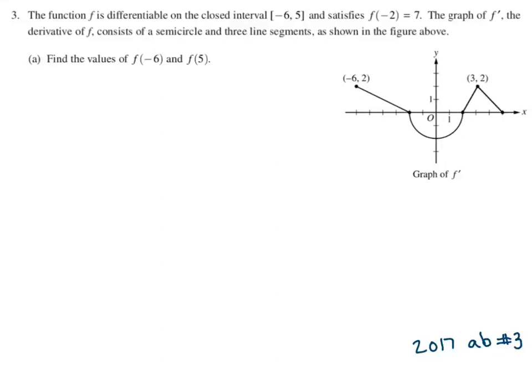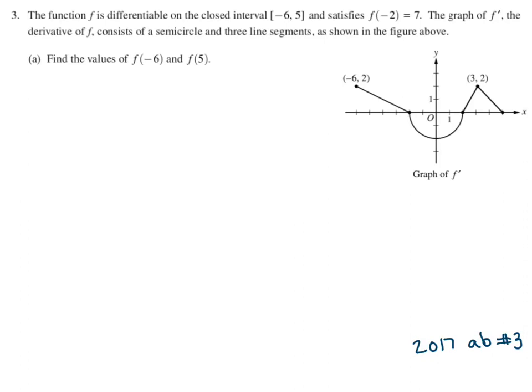All right, here's 2017 AB number 3. They say the function f is differentiable on the closed interval -6 to 5, satisfies that ordered pair (-2, 7), and there's the graph of f prime. The derivative of f is a semicircle and 3 line segments, and there's the picture for it. So for part A, they want you to find the values of f of -6 and f of 5.